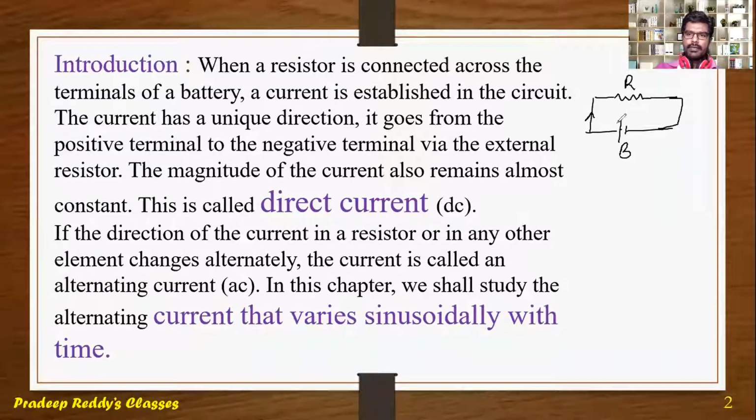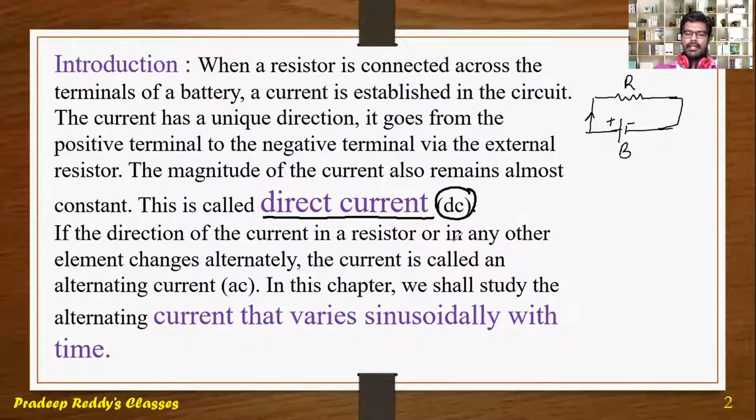It will be from the positive terminal to the negative terminal of the battery. Current starts from the positive terminal and always travels towards the negative terminal, which goes in one direction. This type of current, which passes in the circuit only in one direction, is called direct current or DC.